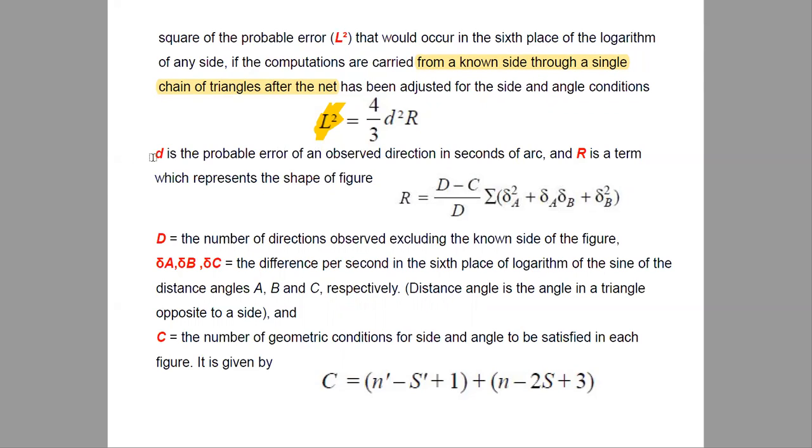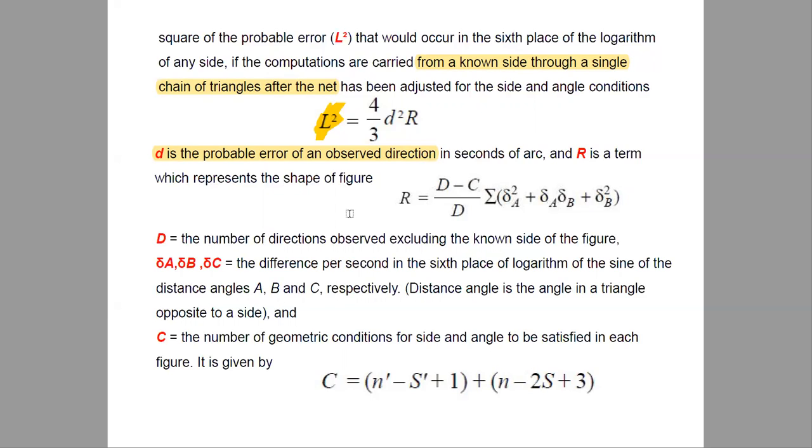Now what are the terms in that equation? L, we are now familiar with this. This is the square of the probable error that would come up to the sixth place of logarithm. Now the second term is D. D is basically the probable error of an observed direction of an arc. Okay, D is basically the probable error of an observed direction.